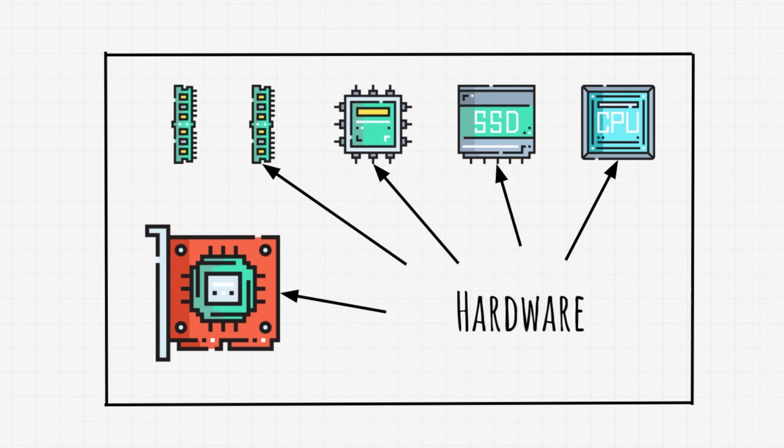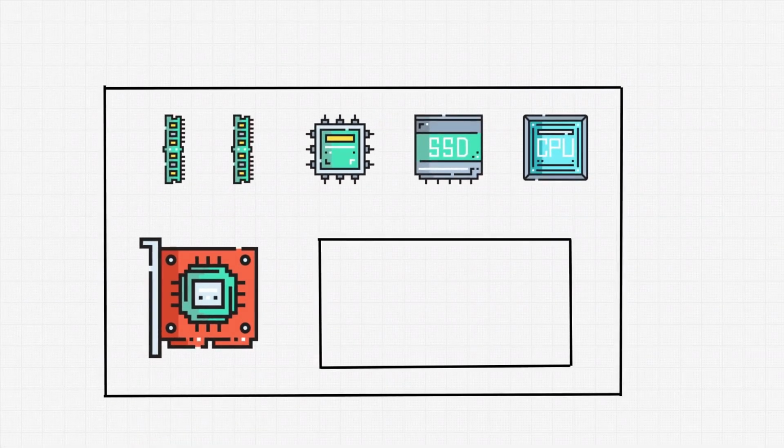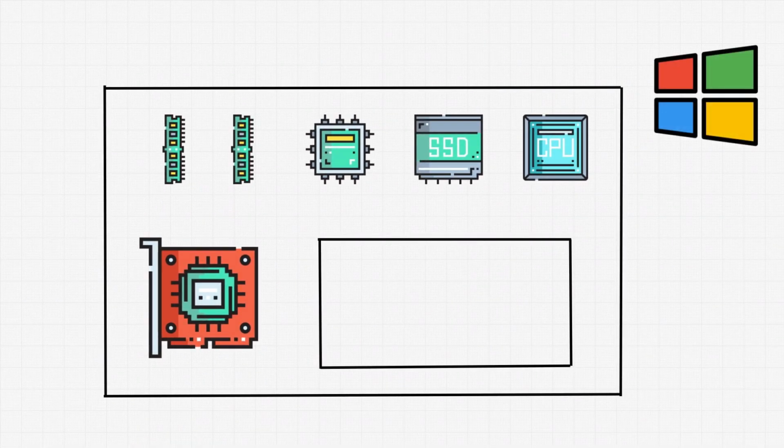But wait a second, Alexa. Why are you telling us this? I thought this was a lecture on explaining how virtual machines work, and not on hardware components. Well, hang on for just a second. We're slowly getting there. Picture a virtual machine to be this smaller rectangle within our physical machine, which is this larger rectangle. And let's imagine that our physical machine is running the Windows operating system.